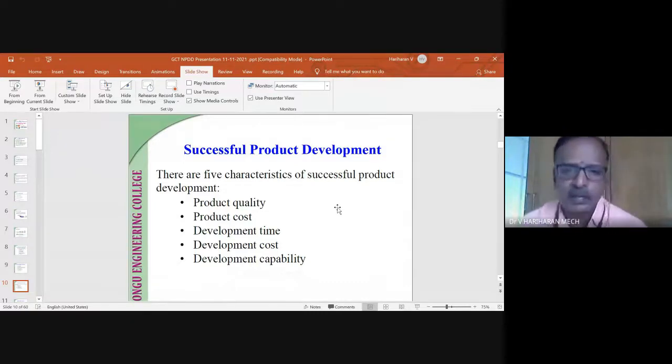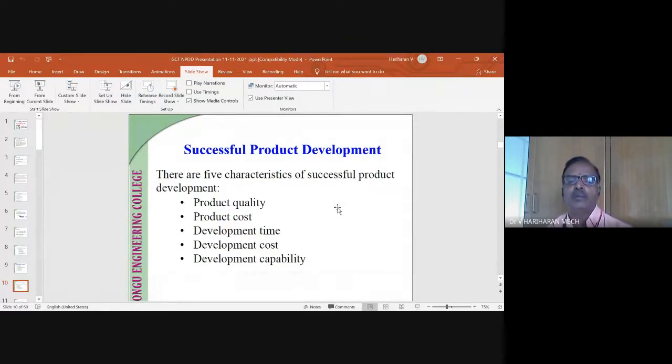Then the development cost, how much cost you are going to spend for your new product development. That is also one of the very, very important things, because after designing the new product, you have to go for manufacturing, then only you can bring it into the market. So for manufacturing, if you want to manufacture your new product, whether you need new machinery or new tools, all these things come under this development cost. So therefore, you can also keep this in mind.